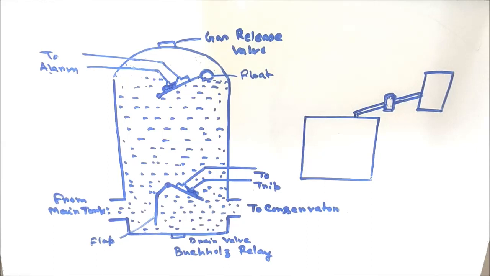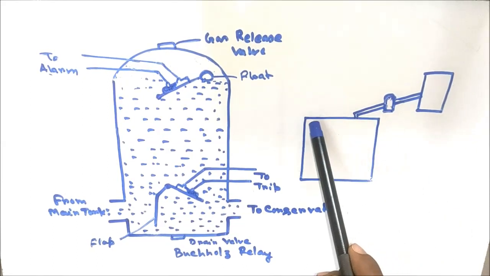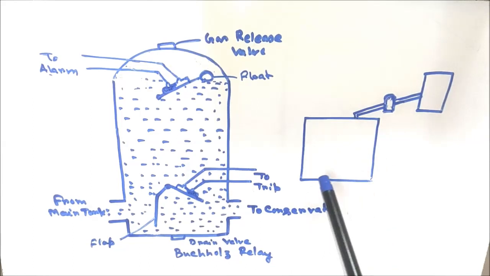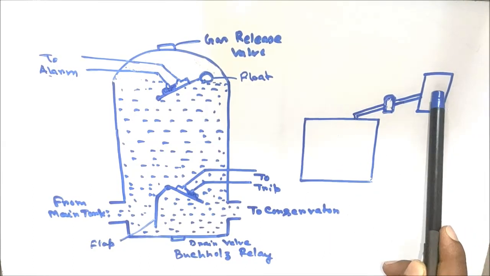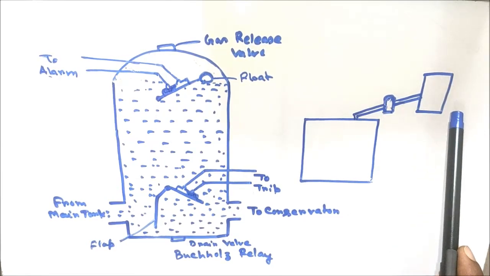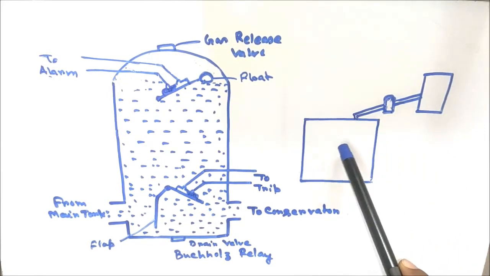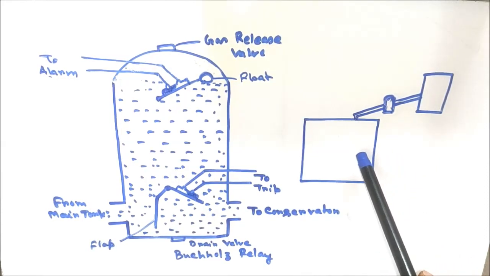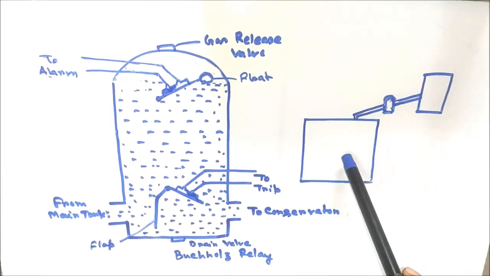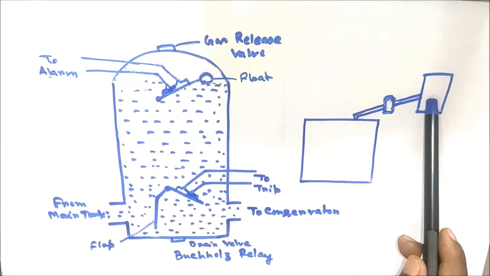The construction of the Buchholz relay has been shown in this diagram. This is the transformer main tank, this is the conservator tank. It is located at the top of the transformer, and between these two tanks a connecting pipe is connected. So the oil is circulated from main tank to conservator tank and conservator tank to main tank.